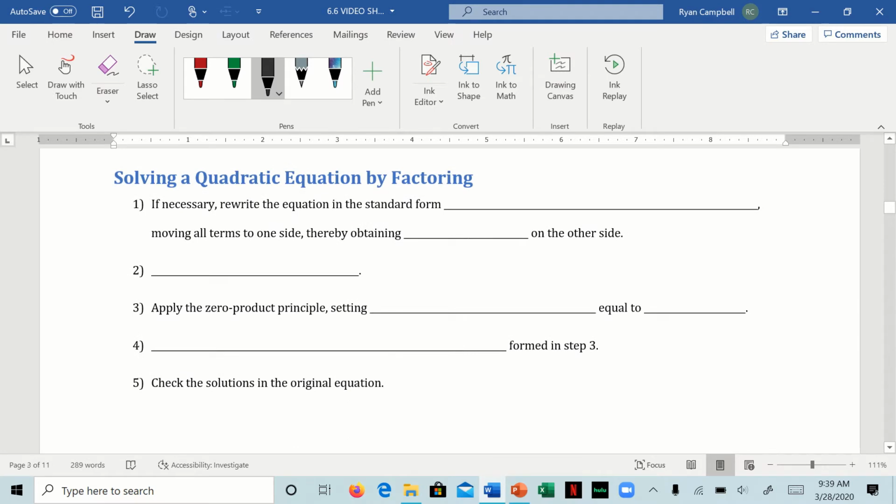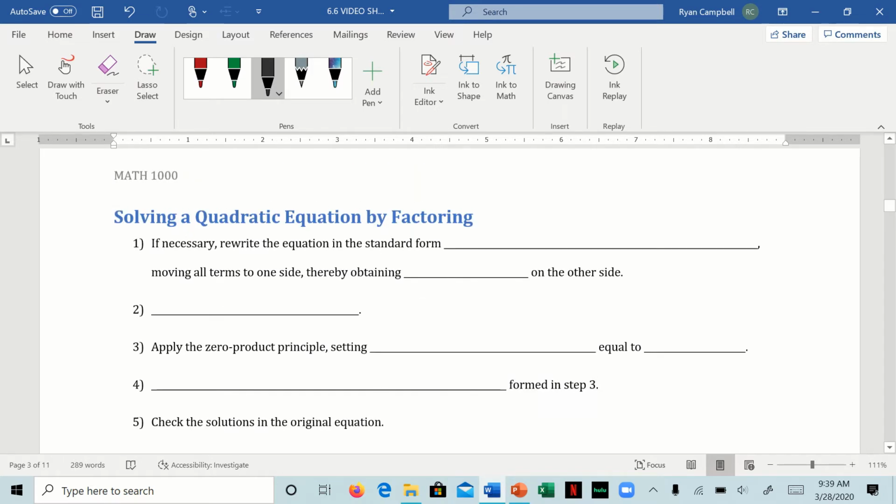So here's the strategy. Here is how we solve quadratic equations by factoring. If necessary, make sure we rewrite it in the form ax squared plus bx plus c equals 0, moving all the terms to one side and obtaining 0 on the other. If you have a square, that might be a really good thing to try. Get everything on one side, get 0 on the other side.